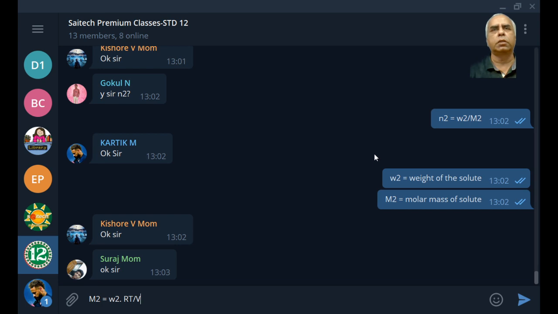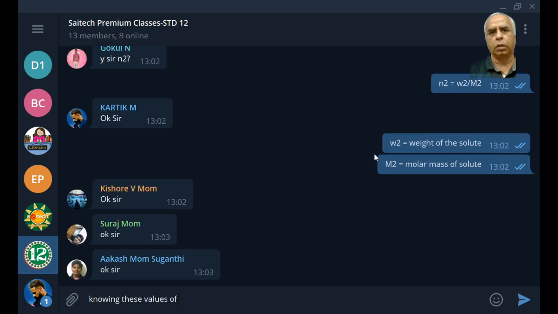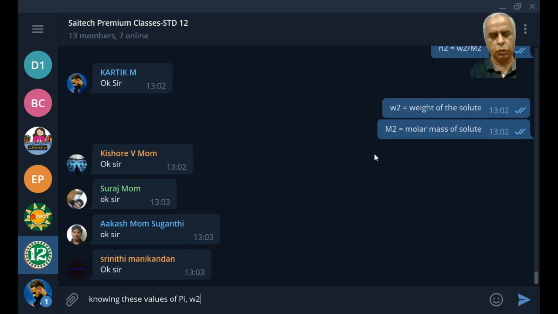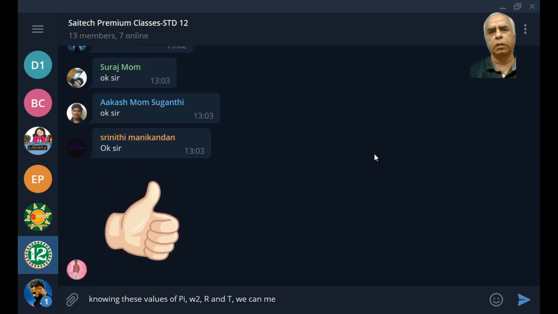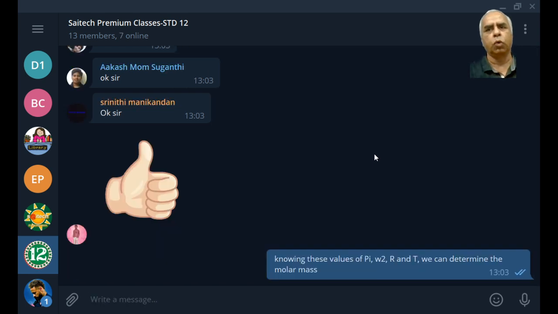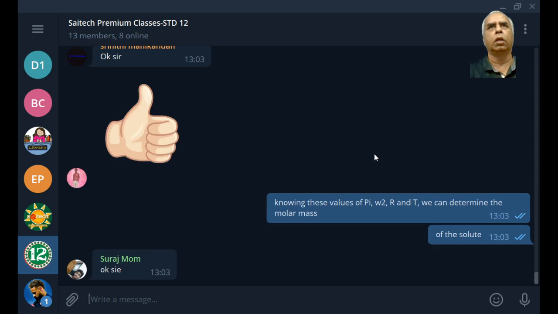So knowing the osmotic pressure pi, and then W2, R and T, we can determine the molar mass of the solute. Is it clear?